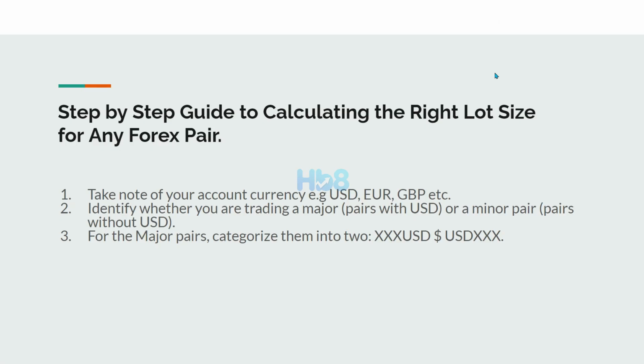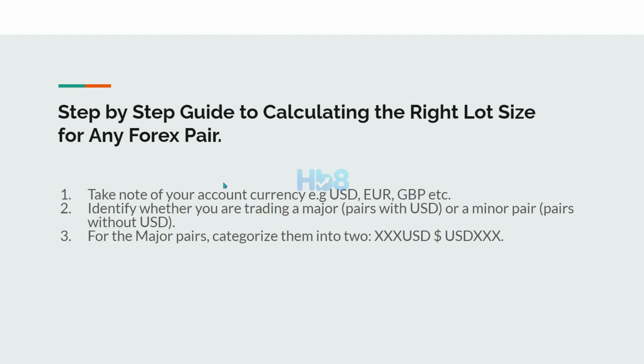Now, let's look at a step-by-step guide to calculating the right lot size for any forex pair. The first step to take here is to take note of your account currency. For example, if your account currency is USD, take note of that. Or if it is Euro, or if your account currency is in GBP. So take note of that, okay?